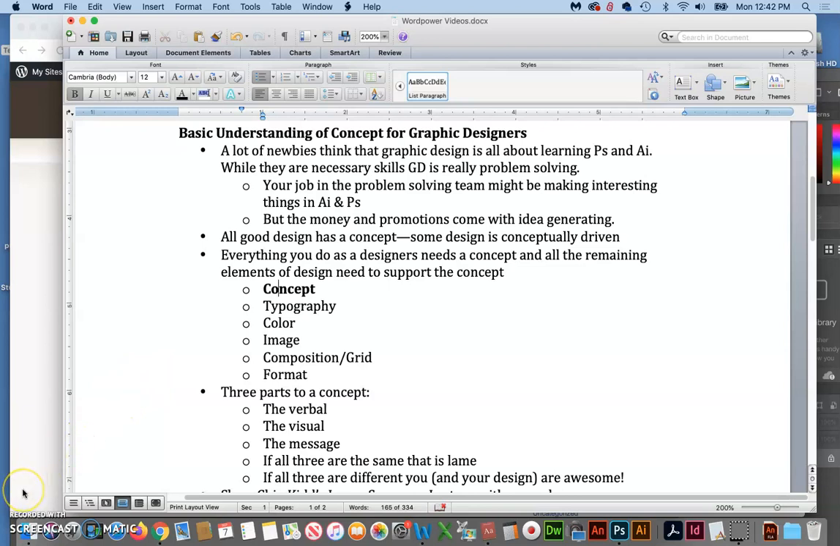And that's where you want the level of all your design to be, where it is as conceptually driven as possible, where people look at it, for half a second they don't get it, and then they're like, wow, that was a clever design, that was a good use of format. Make it stand out, make it awesome.